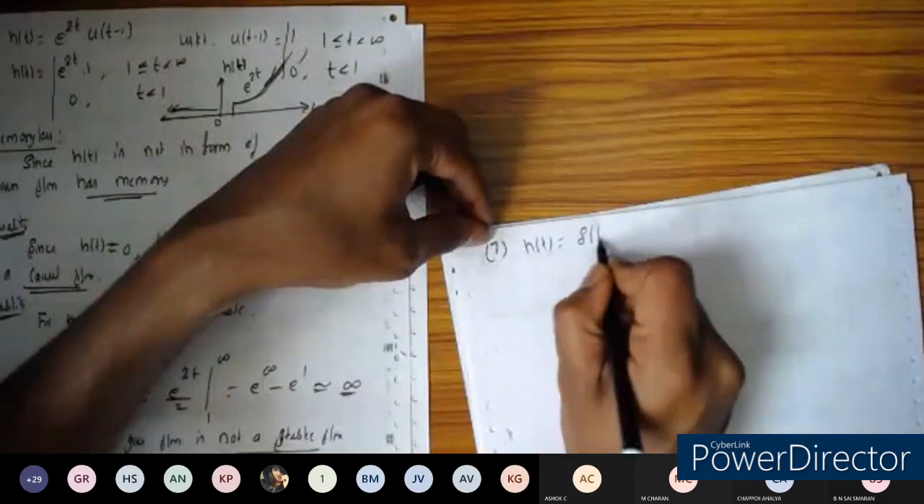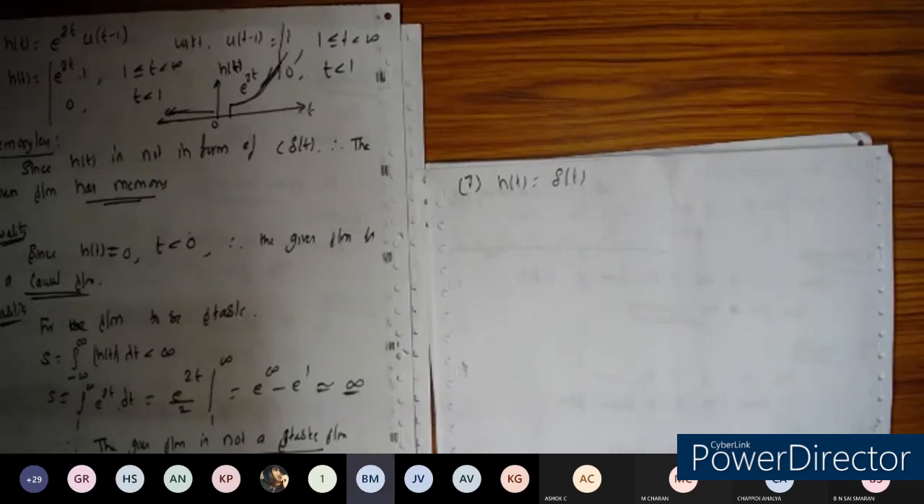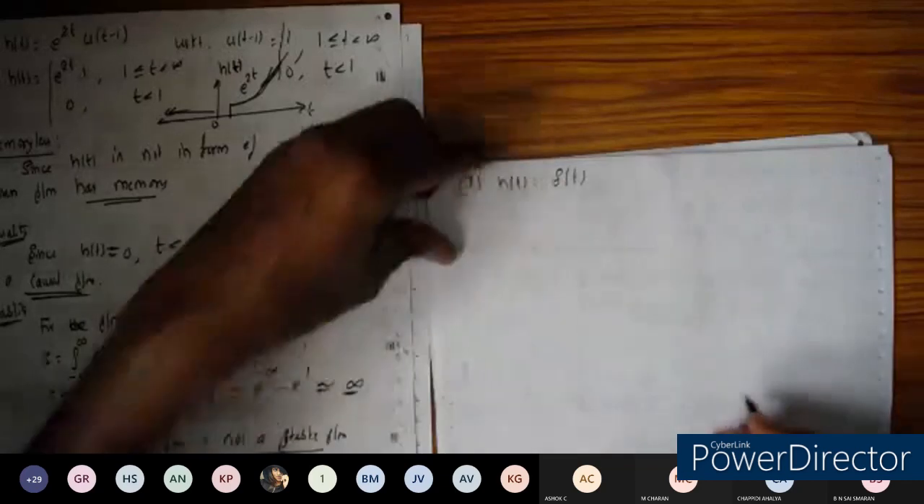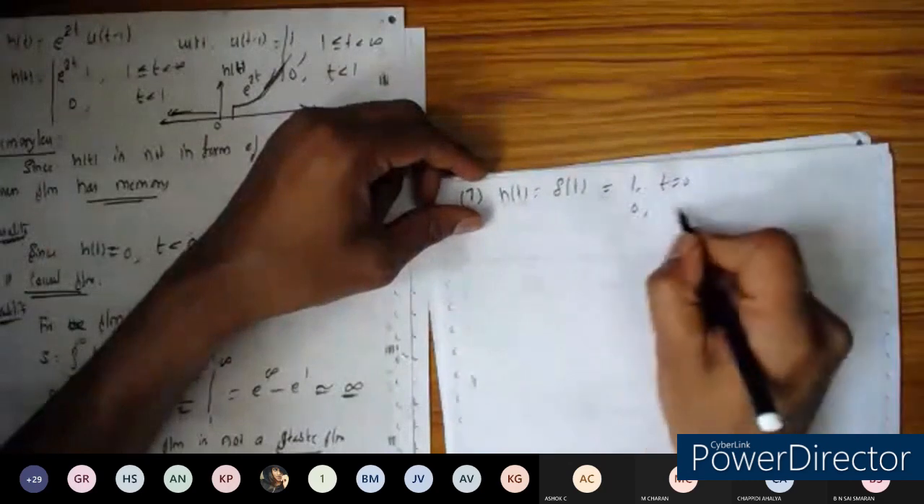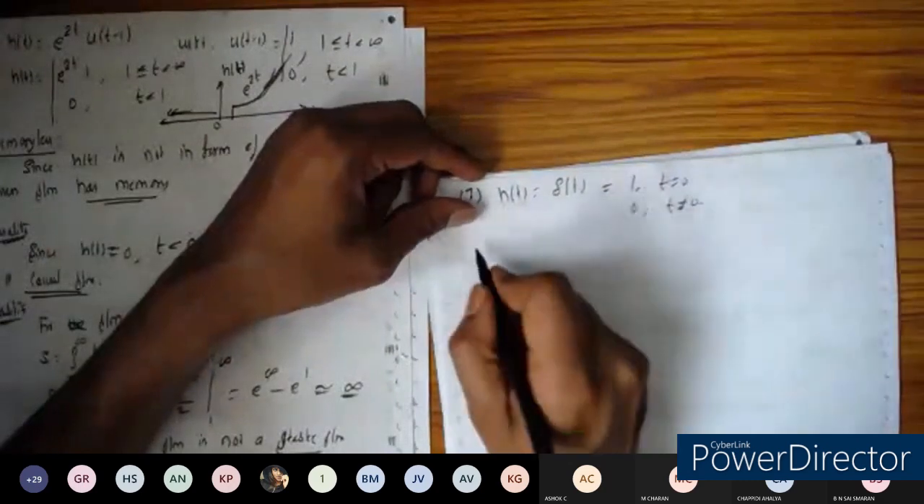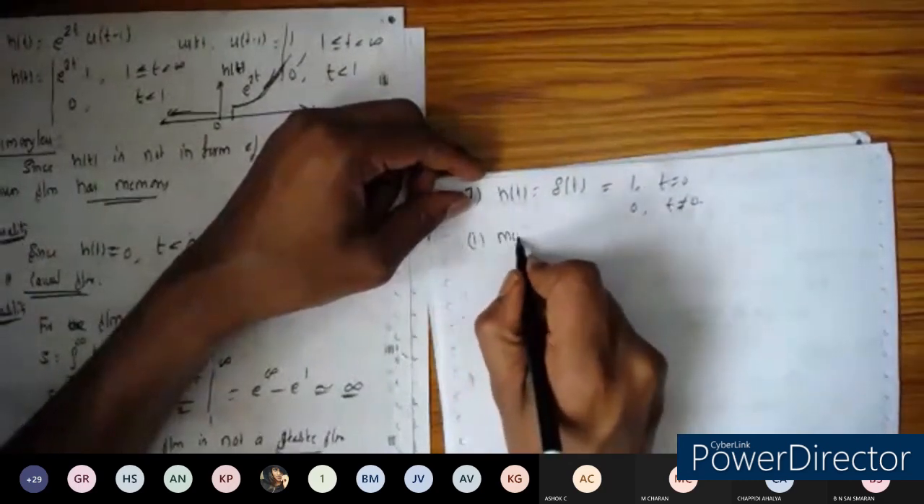Take the next problem: h of t is equal to delta of t. Find out whether it has memory. Check this one. Yes, it has memory. Yes, sir. Okay, very good. Take, since h of t is equal to 1 for t equal to 0, and 0 for t not equal to 0, the first one is memoryless.